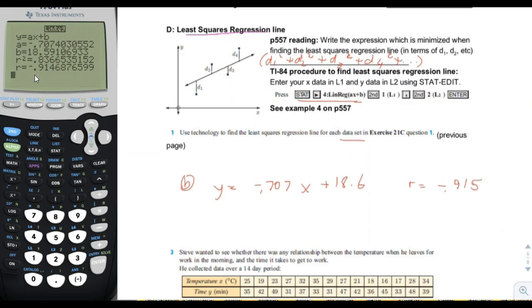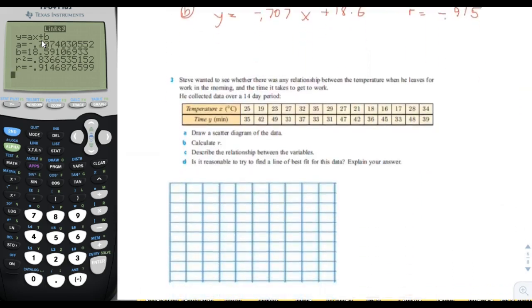You just put everything into the stat edit page, and then you run LinReg, and that'll give you the equation in gradient intercept form. Very easy, right?